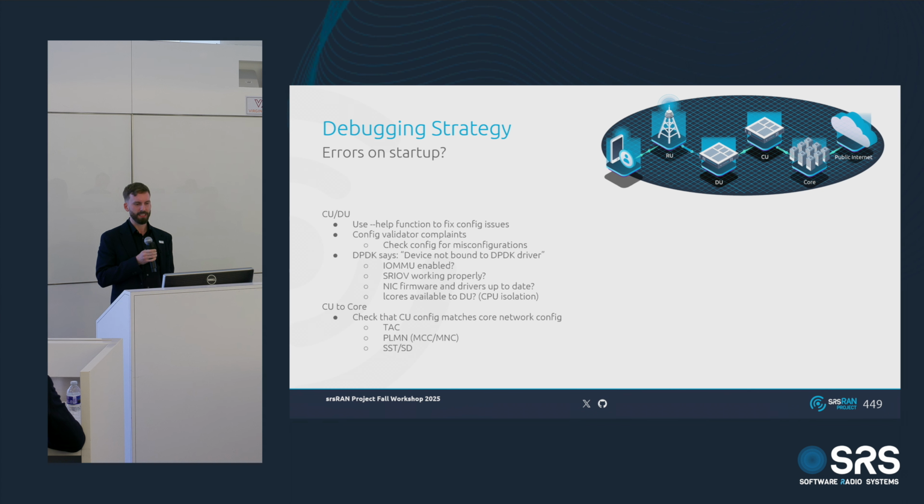This can be due to different things. It could be that IOMMU is not enabled. It could be that SR-IOV is not working properly. Firmware of the NIC could be a problem. Or something that this error doesn't really tell is that the L cores are not available to the gNodeB. So be careful if you do CPU isolation. If you do this, make sure the DU has access to the cores that you define in the L core section. It could also be that the CU cannot connect to the core due to wrong configuration, TAC, PLMN, or the slice configuration.